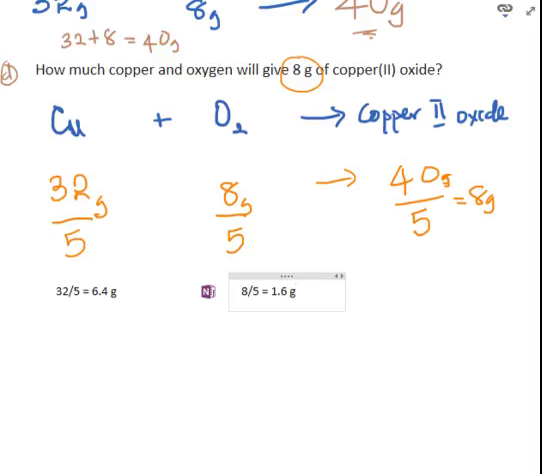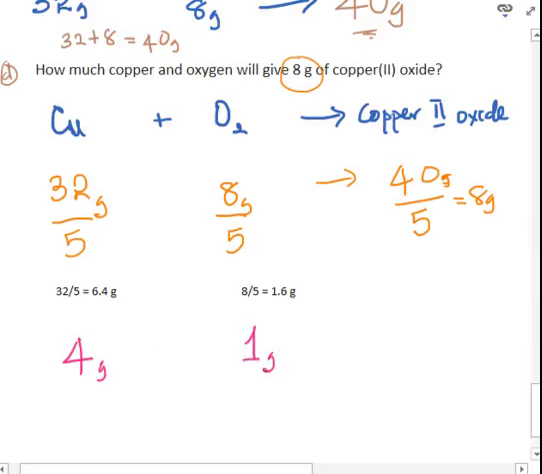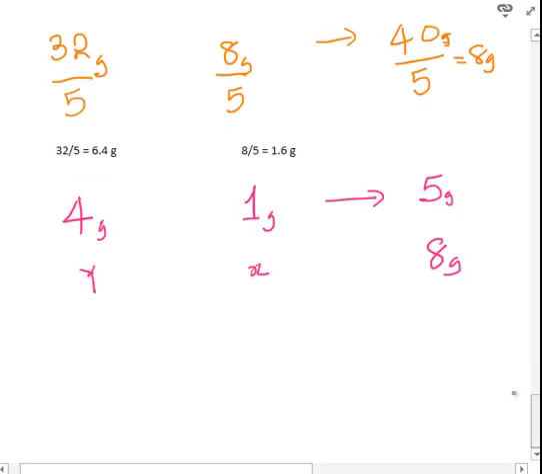I said you can also follow the ratio. That's the simplest one. The simplest ratio is 4 grams to 1 gram. And remember, total ratio is going to be 5 grams. So if we want to make this one 8 grams, what will this one be? What will this one be? So that's another way to approach it.